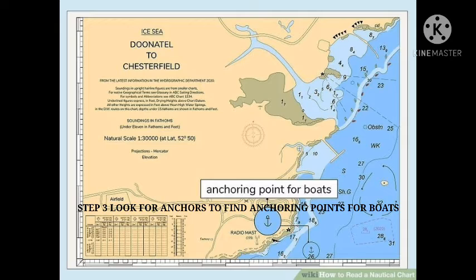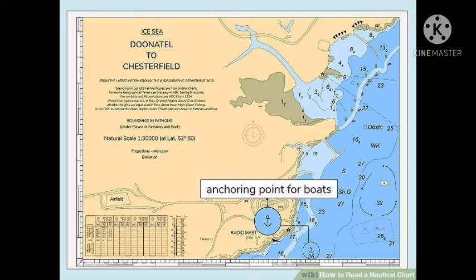Step 3. Look for anchors to find anchoring points for boats. The anchor is a familiar symbol on charts showing waterways close to land. An anchor means you can let down your boat's anchor safely in that area.